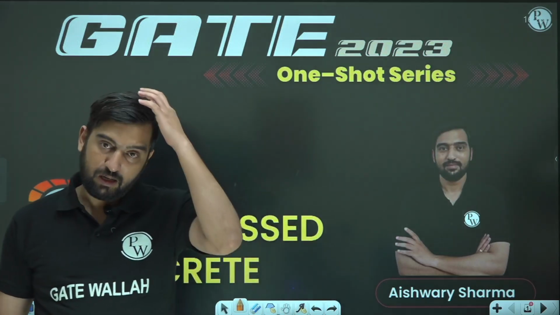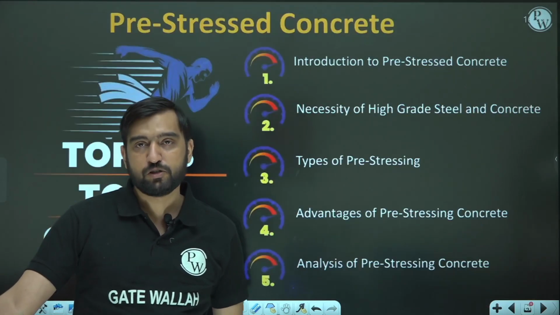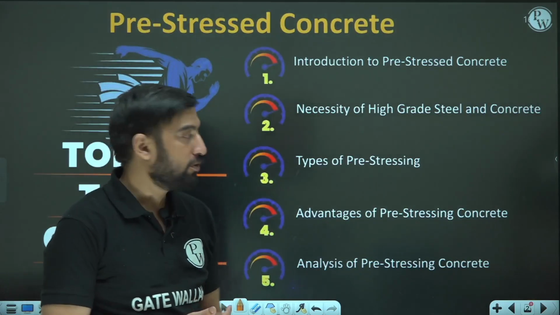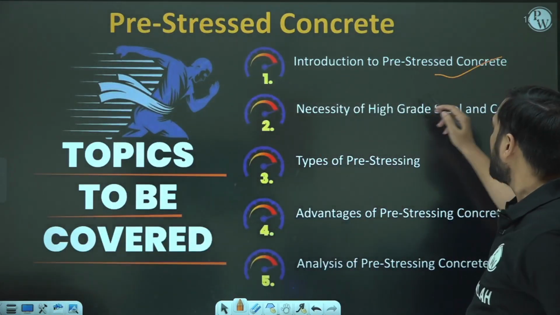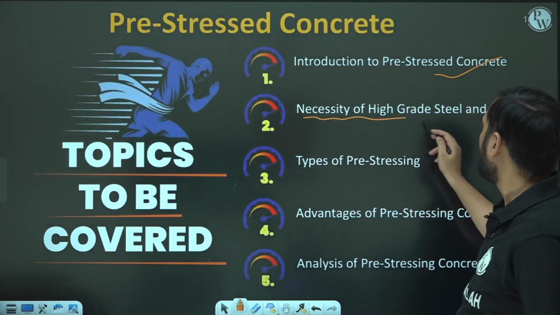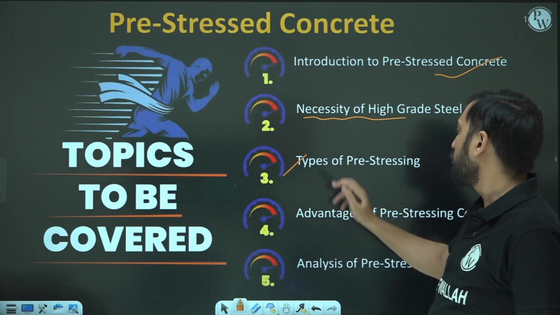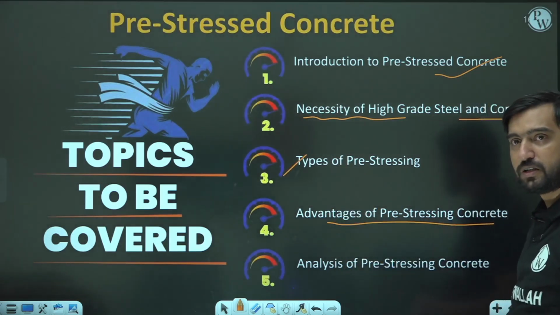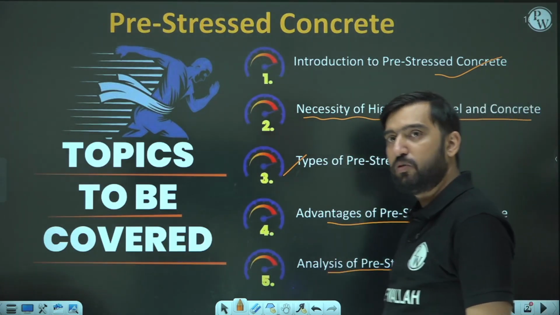So we are going to see all the important aspects of pre-stressed concrete in one shot, and all these are the topics which we have to cover today. So first of all, we are watching what is pre-stressed concrete. After that, why do we need high strength grade of steel and concrete in pre-stressed concrete? What are the various types of pre-stressing, advantages of pre-stressed concrete over normal RCC structure, and the analysis of pre-stressed concrete, the most important one.